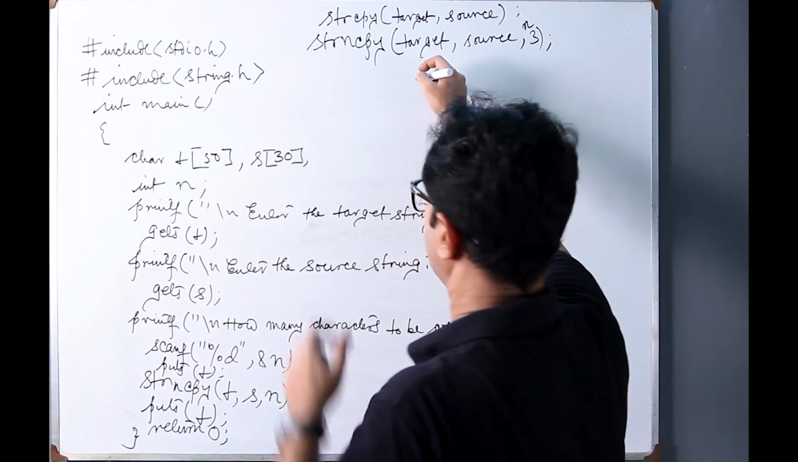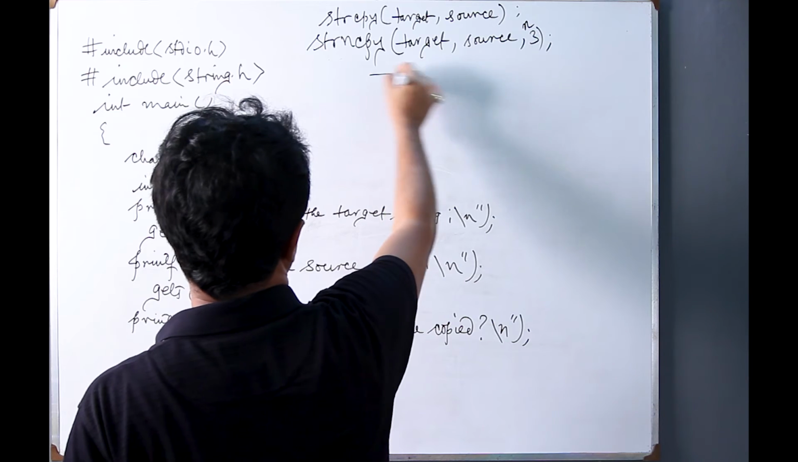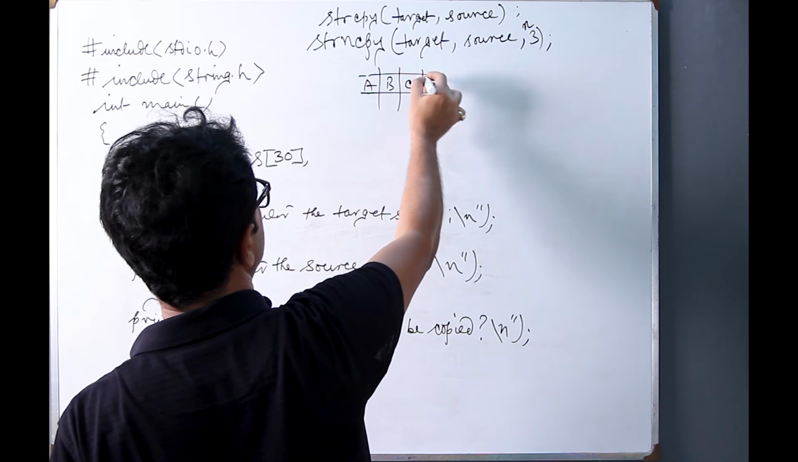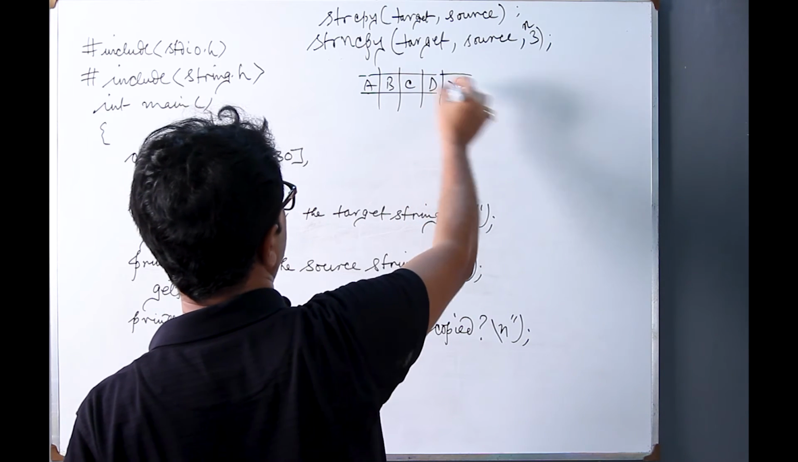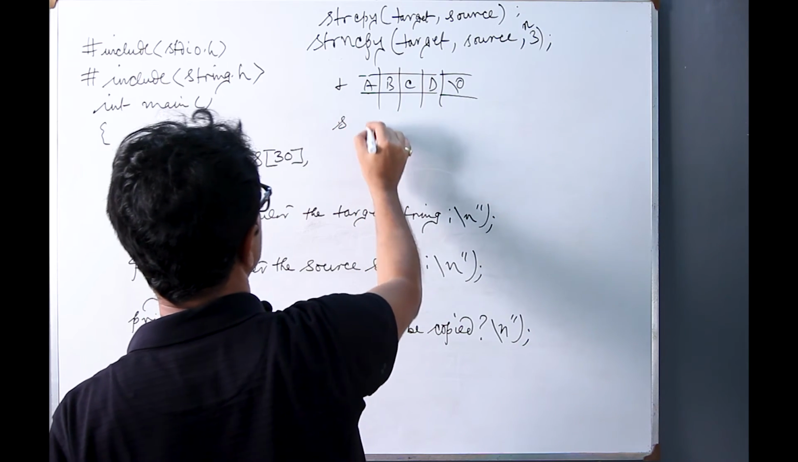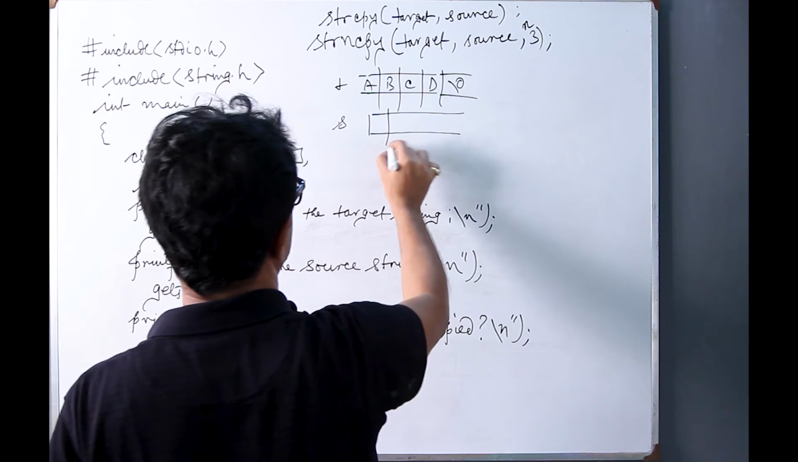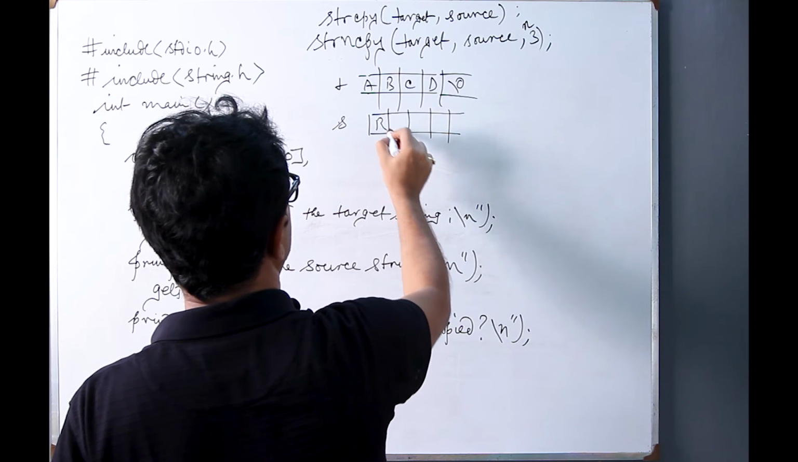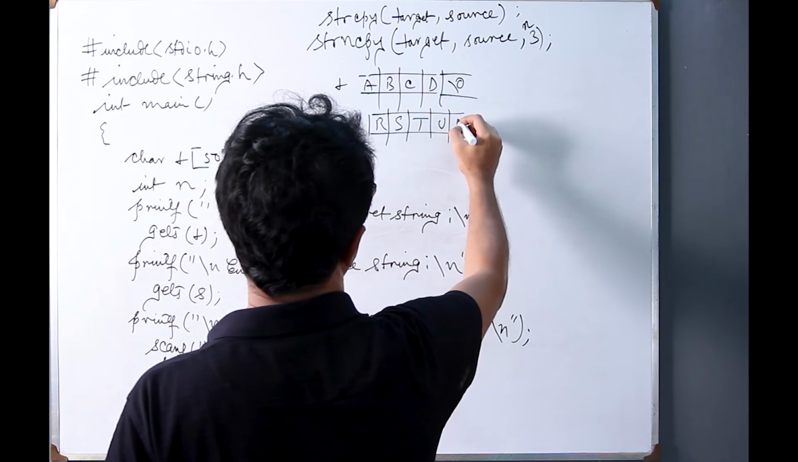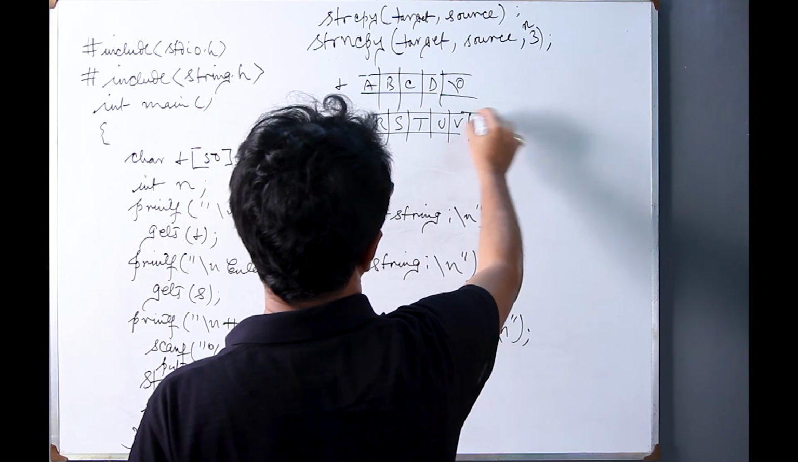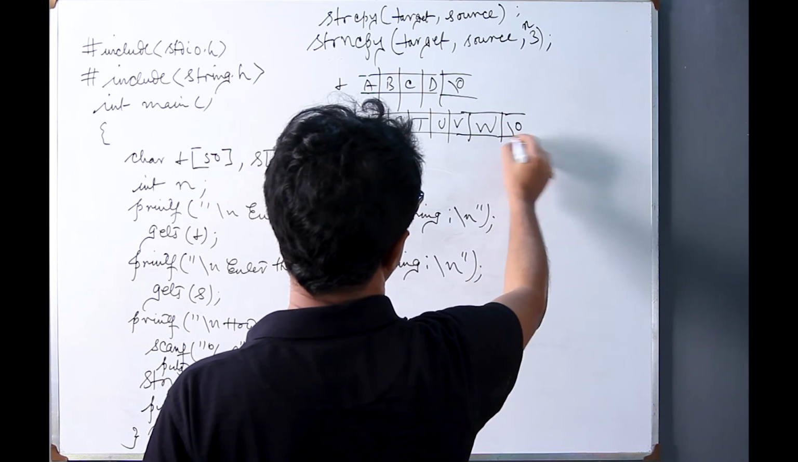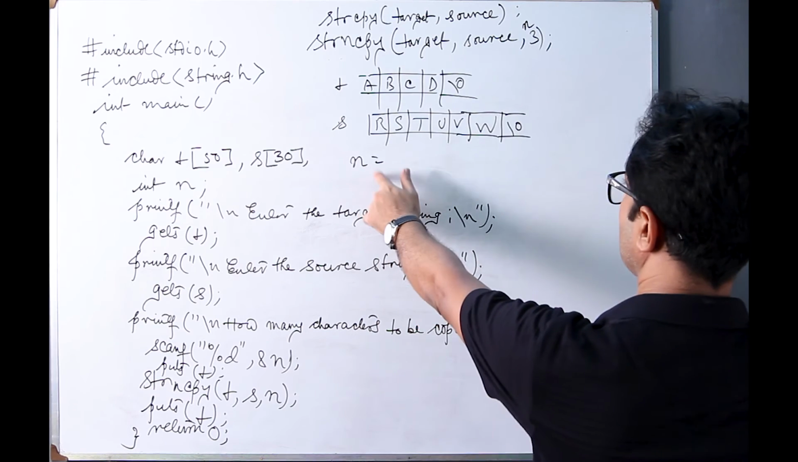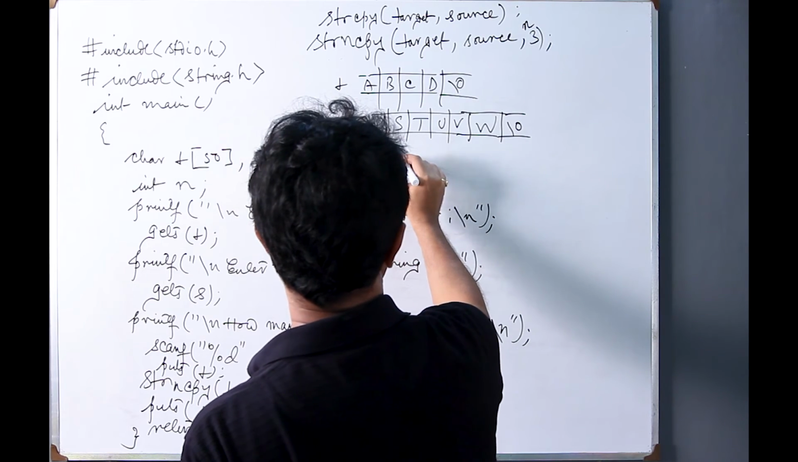Now suppose the target string is given by the user as, say, A, B, C, D, and there is a null character after that. So this is the target string. Suppose the source string is given as R S T U V W. It can be a longer string as well. And the n supplied by the user is suppose 2.